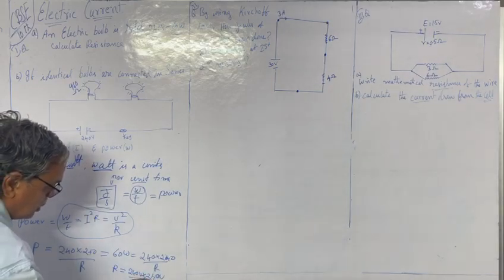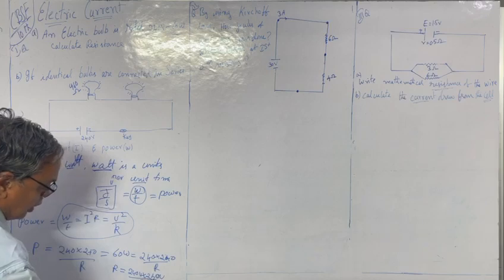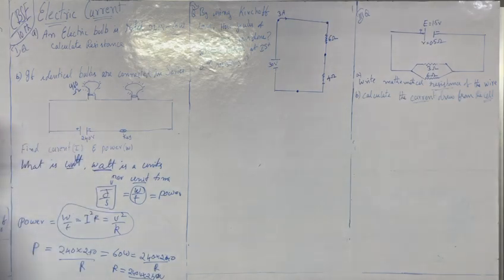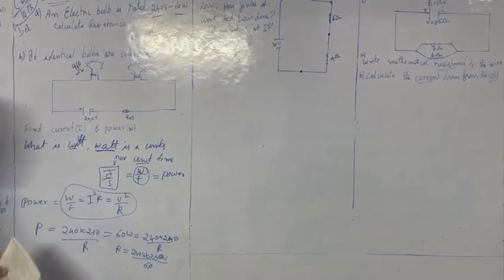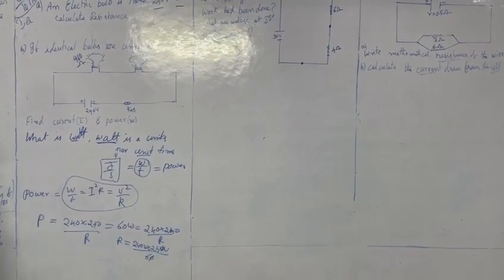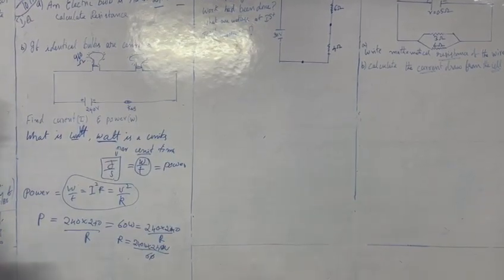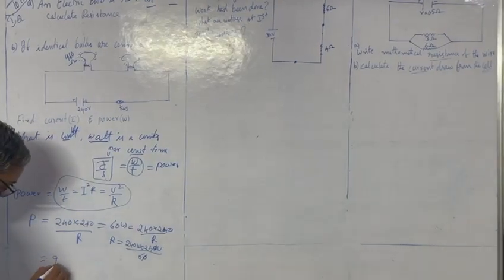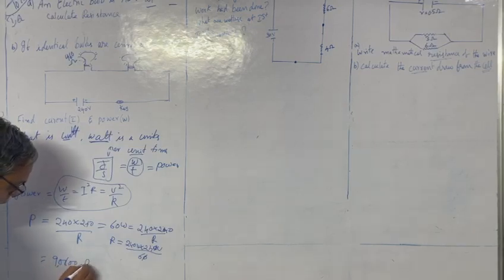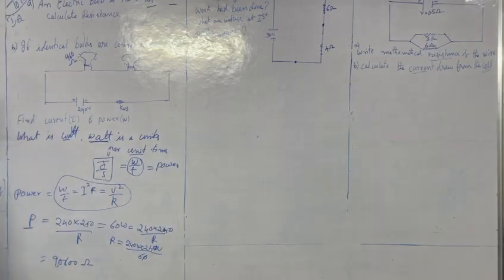How much has come? Multiply it and tell me. What is the answer? 960 ohms. 960 ohms is the answer. That is the resistance.